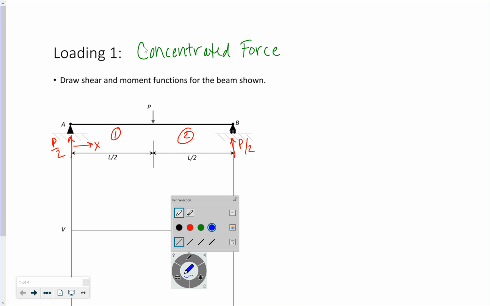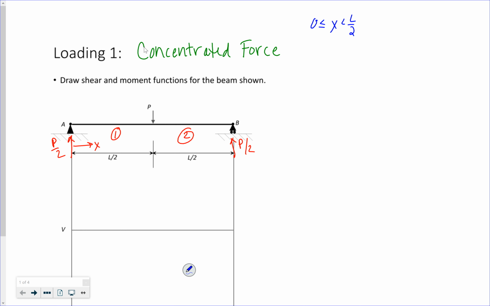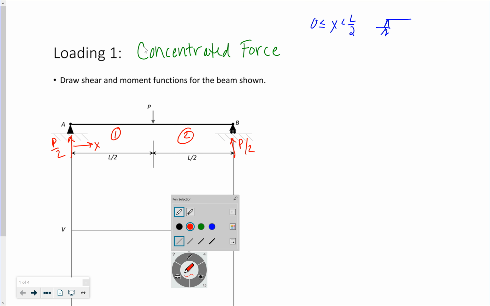So first let's look at x less than or equal to L over 2. Right? It looks like that with P over 2, my shear, and my moment.